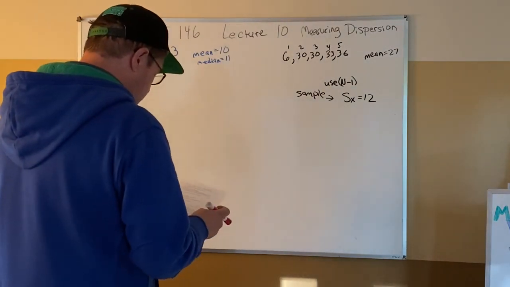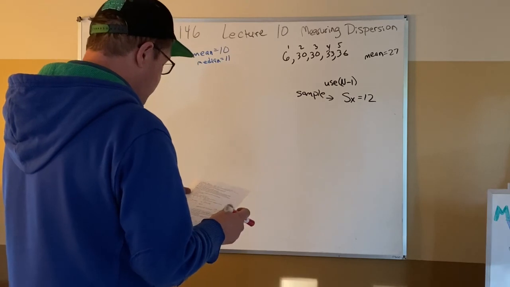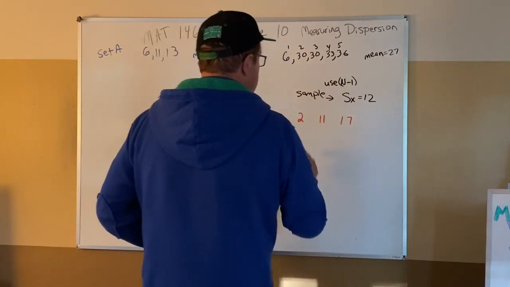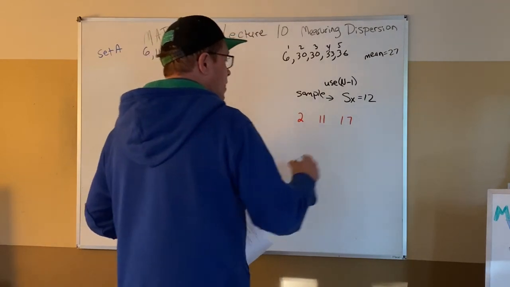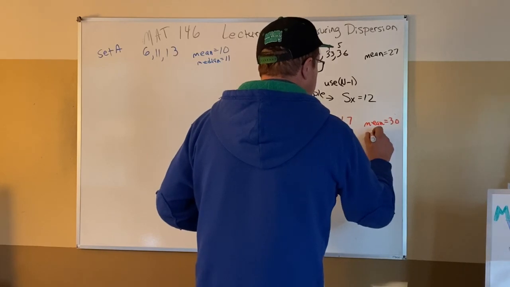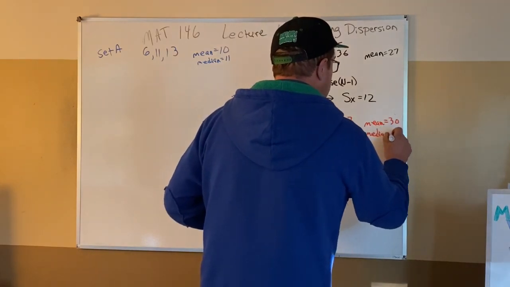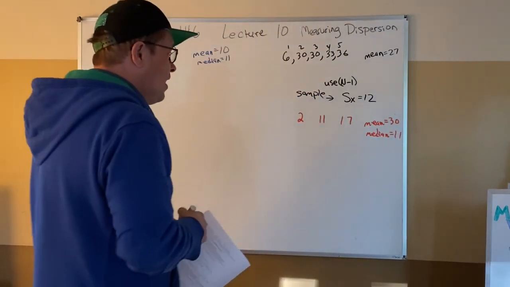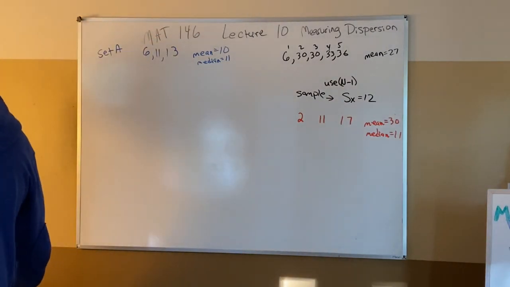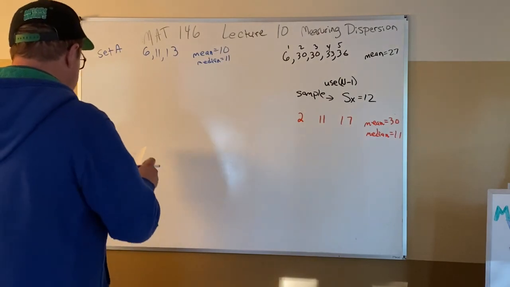But this one is negative 2, 11, and 17. Now if you add those up, you also get 30, divided by 3, and the mean will get you 10. The median will also be 11. So these look like, hey, they're the same, based on where the middle is. Well, what does standard deviation tell us about these things? Well, let's go ahead and find out.